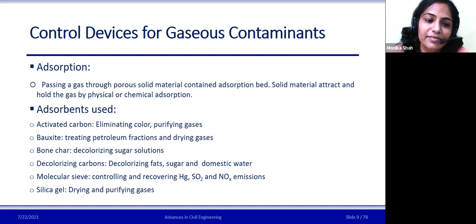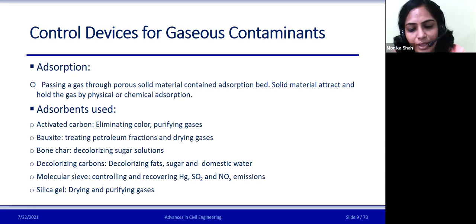Molecular sieves are used for controlling and recovering SOx and NOx emissions, and silica gel is used for drying and purifying processes. Other adsorbents are there too; I have listed a few over here.